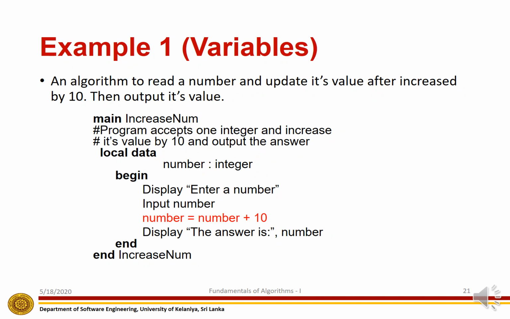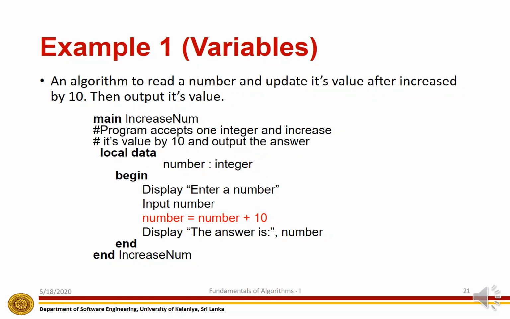Begin. We have to get the input by the user, so we need to display a message on the screen to get that. Display, enter a number. Then we have to get the input as that number. Next, the main thing, we have to increase that number by 10, and again we need to assign that to the variable number. So we can add 10 and store that in the same variable. And at last we have to display the answer as the answer is the increased number. Then ends the procedure and the algorithm.